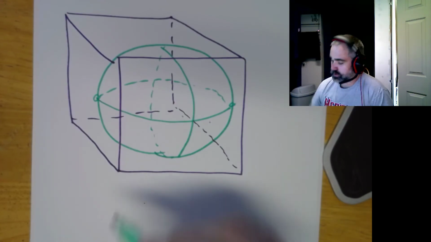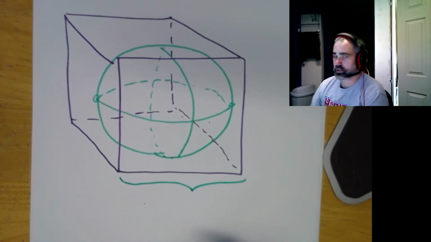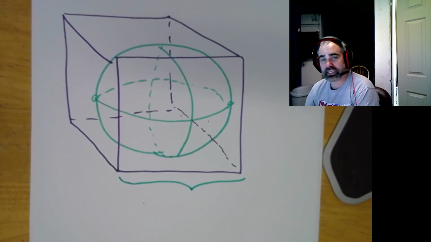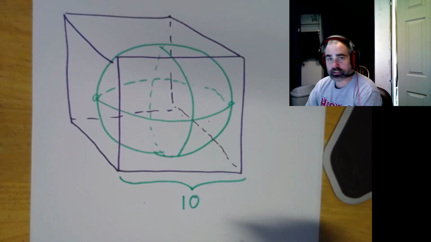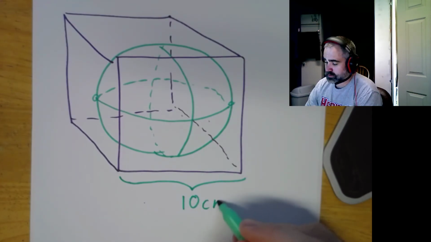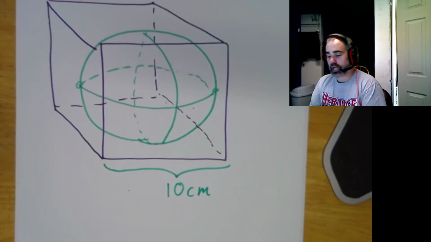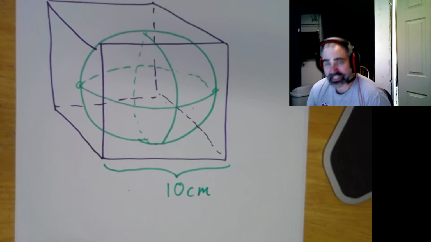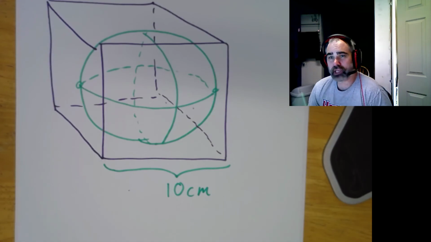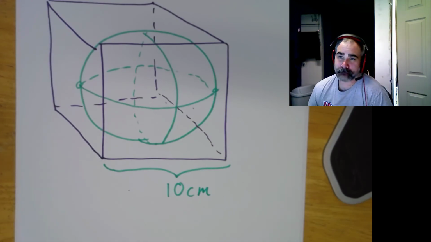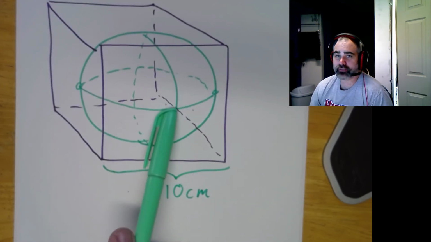I'm going to tell you the length of one side of the cube. One side of the cube is 10 centimeters. What I would like you to find is not the area of the cube, not the area of the sphere, but the area between them. That's the question.